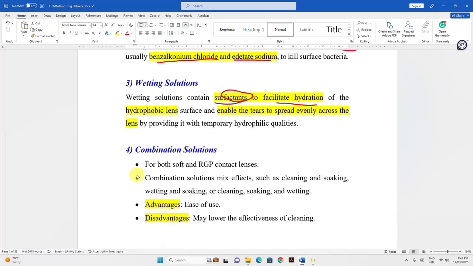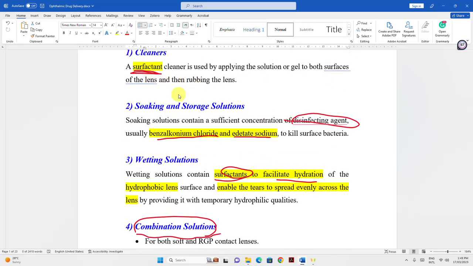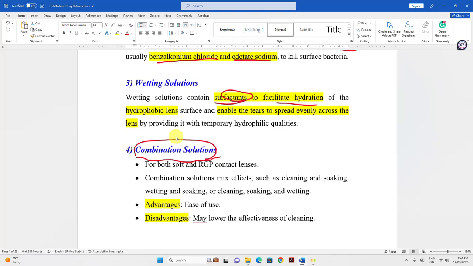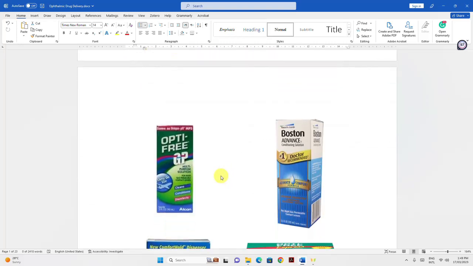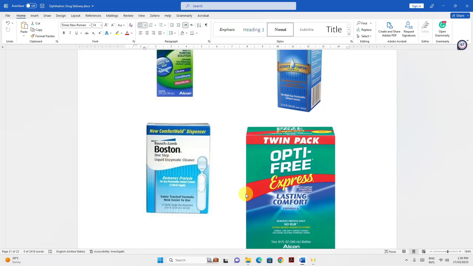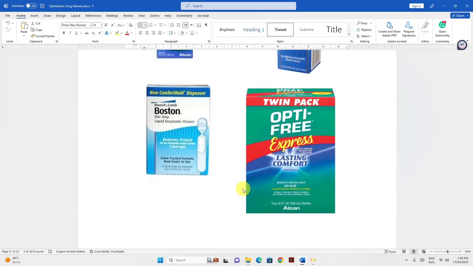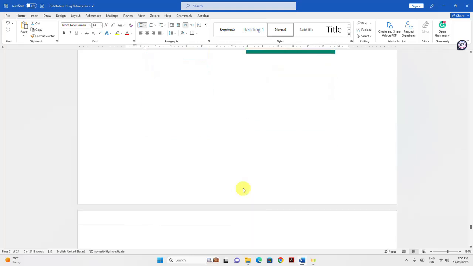That's what you need. Combination solutions. Customers ask, why do we have so many solutions? For each thing we have a solution. We need one solution for everything. Well, commercially these are available, but they are less efficient than individual solutions. When you put them together, all the steps will be less efficient. These are examples of contact lens solutions.